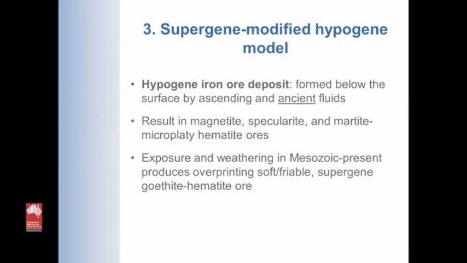Now, an alternate model is one which we have been working on for the last 10 years for the CET, and that is that we're trying to explain that these early magnetite-hematite ore bodies are the products of hypogene fluids going through the BIF, followed by the supergene upgrade near surface. So this results in the magnetite, specularite, which is crystalline hematite, and also microplaty hematite ores. And then this system has been exposed and superimposed by the supergene iron enrichment.